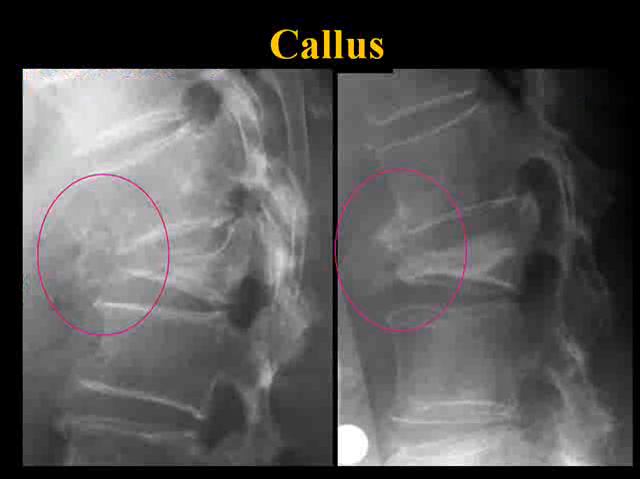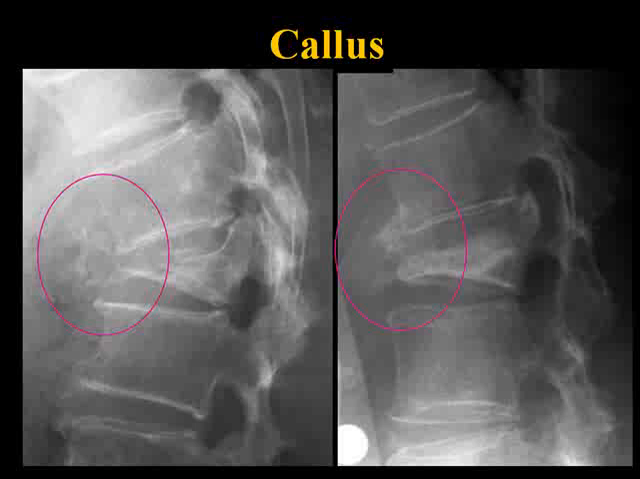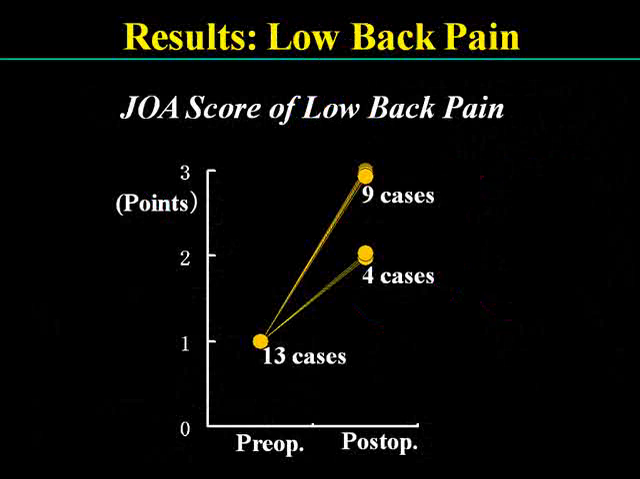We have to remove or at least incise the callus at the site of vertebral osteotomy. Otherwise, we cannot perform the shortening later. Japanese Orthopedic Association scores of low back pain were improved in all cases after surgery.